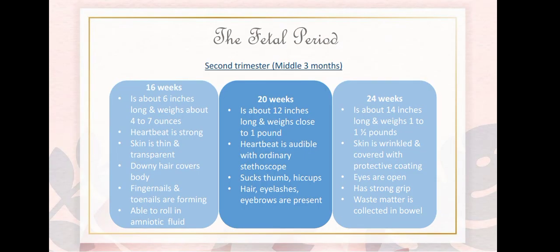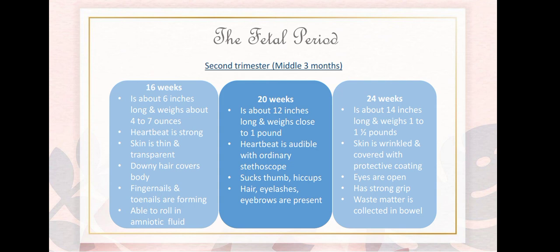Again, and then the second trimester, right? The 4th month is about 6 inches, and the weight about 4 to 7 ounces. Heartbeat is strong. Whenever a doctor checks the heartbeat of the baby, it can be heard. And then skin is thin and transparent. Downy hairs cover the body. And then fingernails, toenails are forming, able to roll in the amniotic fluid. And so they keep moving like swimming inside the balloon, or we call it amniotic fluid.